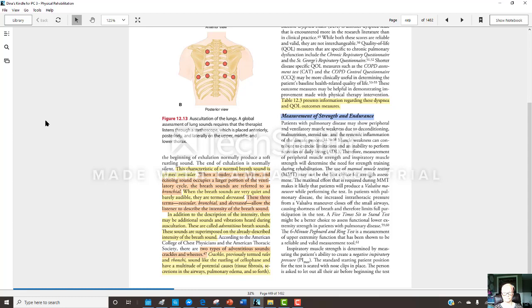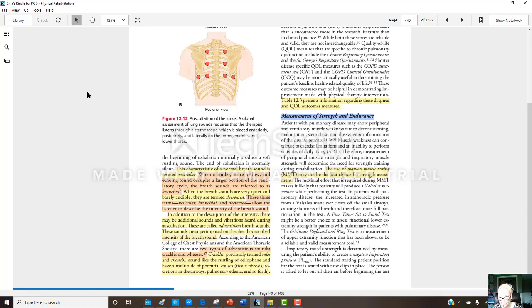Muscle weakness can contribute to exercise limitations and an inability to perform activities of daily living, ADL. Therefore, measurement of peripheral muscle strength and inspiratory muscle strength will determine the need for strength training during rehabilitation. The use of manual muscle testing, MMT, may not be the best choice for strength assessment. The maximal effort that is required during MMT makes it likely that patients will produce a Valsalva maneuver while performing the tests. In patients with pulmonary disease, the increased intrathoracic pressure from a Valsalva maneuver closes off the small airways, causing shortness of breath and therefore limits full participation in the tests.